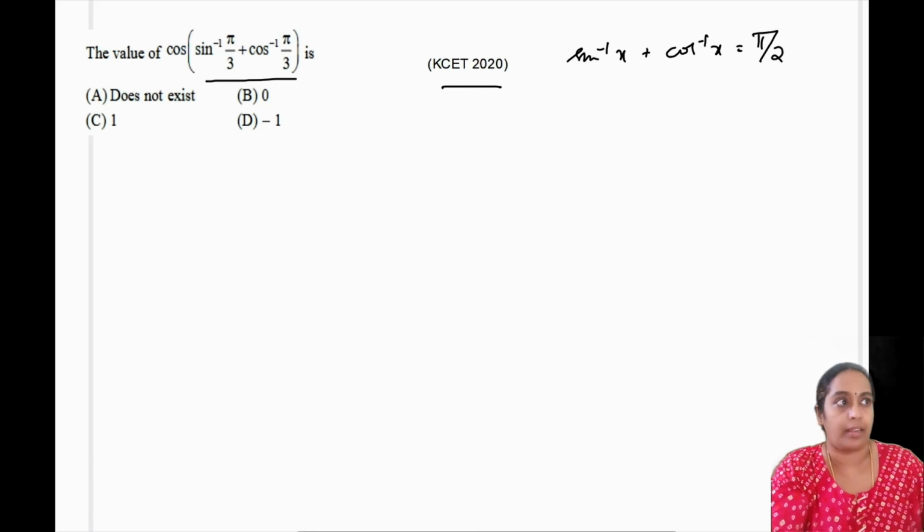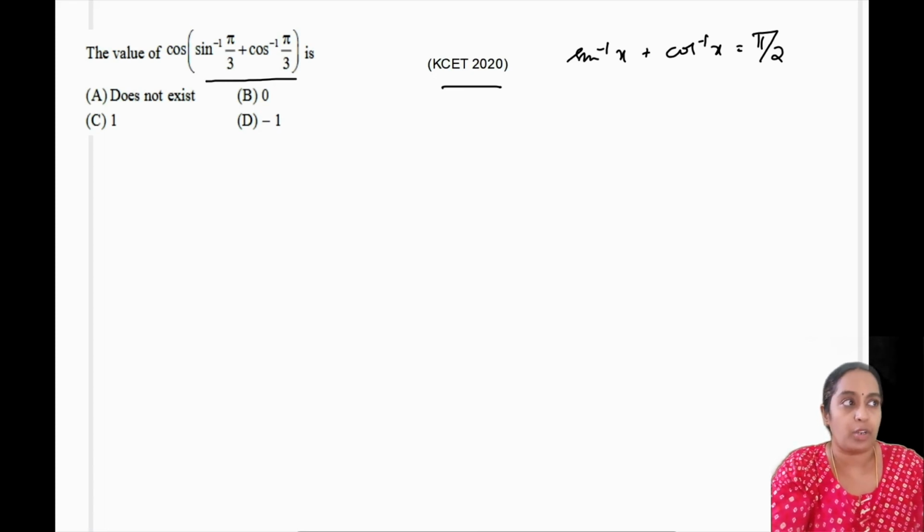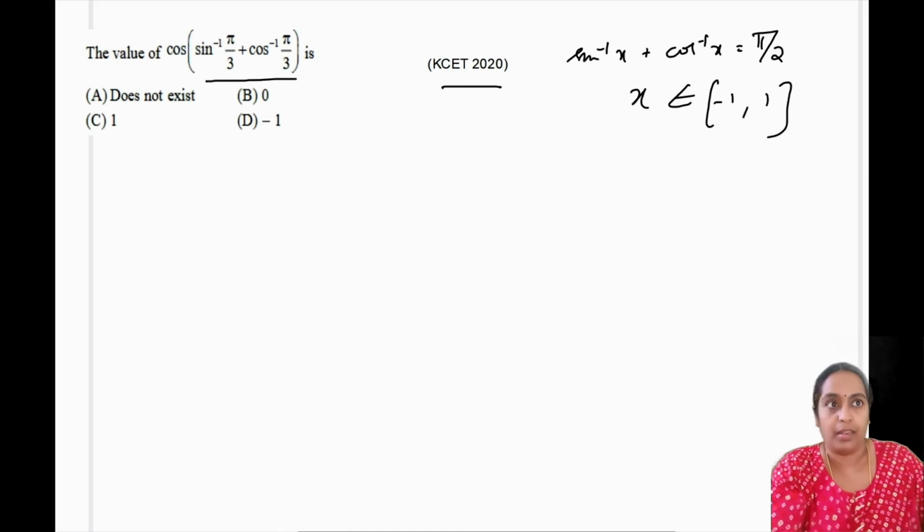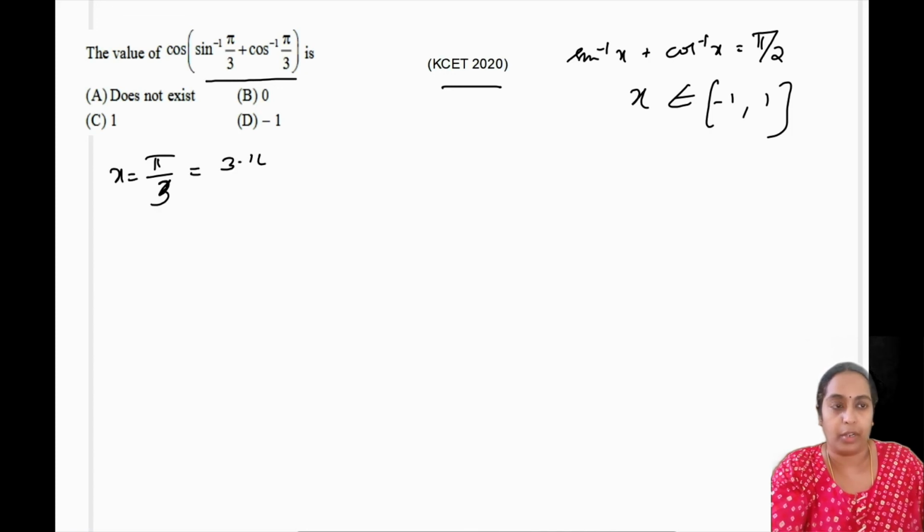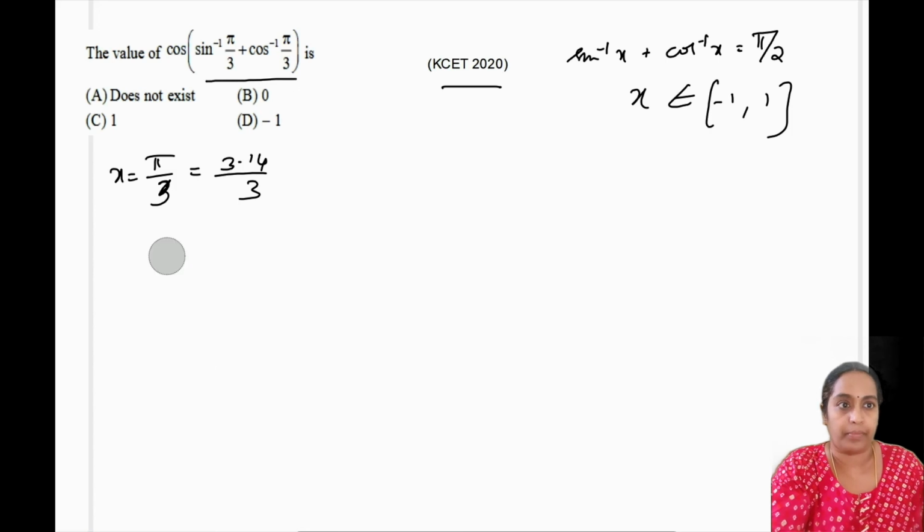Why? Again, sine inverse x plus cos inverse x is pi by 2. The property is perfect, but the domain x lies within the closed interval minus 1 comma 1. So here look at pi by 3. x is pi by 3 here. Pi is 3.14 divided by 3. So which means the numerator is greater, which means it is greater than 1. And here it should be within 1.